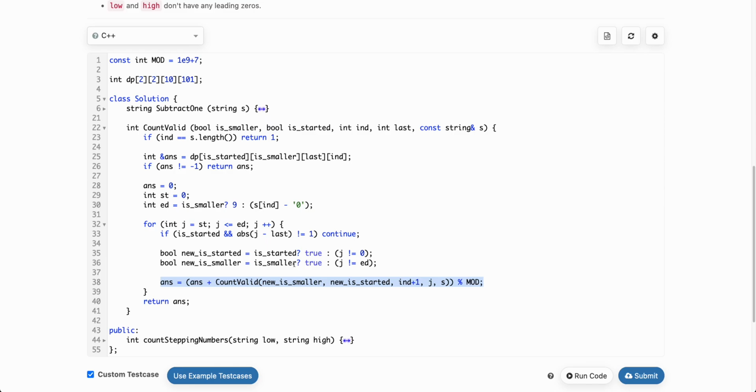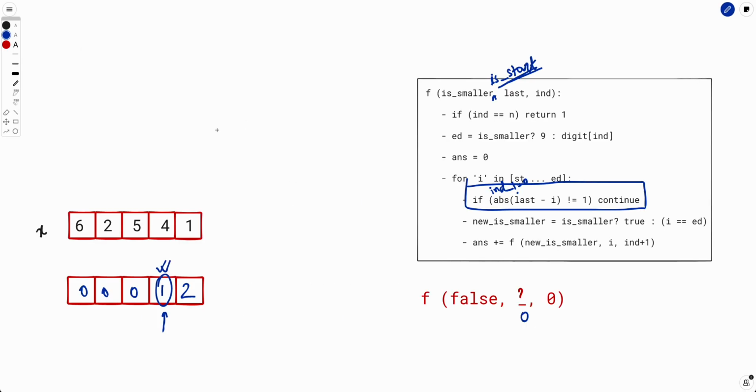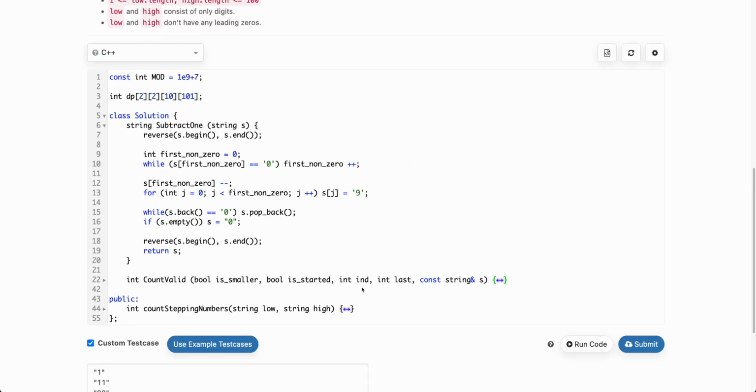Now finally, this subtract one function is very straightforward. We need to subtract one from a string. Let's say you have to subtract one from this string. So what you will do, you will find the first non-zero character from the back and just subtract one from there. So let's say you have to subtract one from 200. In that case, you will find the first non-zero character, you will subtract one from there, and you will make everything else 9, right? So that's what we are doing.